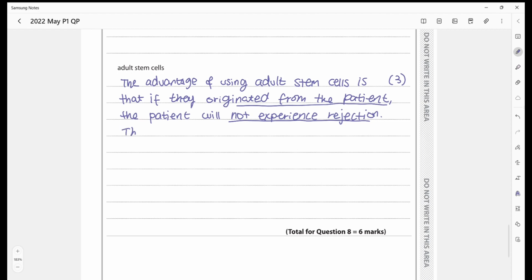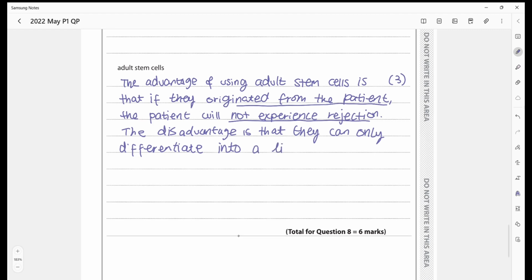The disadvantage is they can only differentiate into a limited range of cells, I should say.